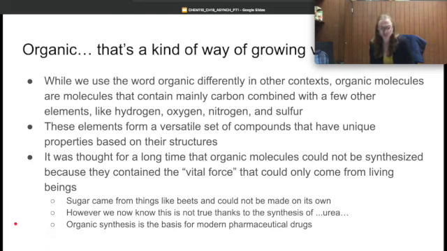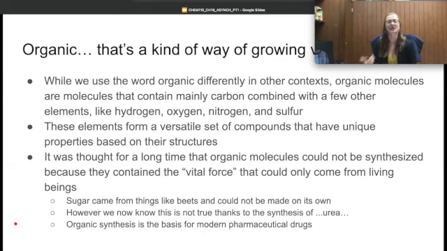An interesting fun fact here is that for a long time, it was thought that organic molecules could not be synthesized because they contained the vital force. So when you wanted to get sugar, you had to get it from sugarcane or beets or something like that, because you could not go into a chemistry lab and make sugar. Only living things could manufacture that. So the molecules we called organic were molecules of life, and inorganic molecules were those that we could basically synthesize in labs. That's where the naming scheme comes from.